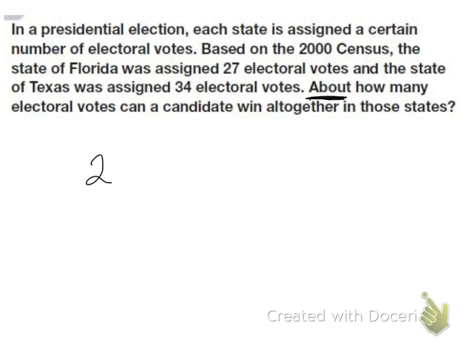So the number 27 rounds up to 30. And we know this because the 2 is the number we're rounding, so I look at the number next to it. The 7 is bigger than 5. So if the number is 5 or bigger, then we round up to the next number. So 27 would round up to 30.